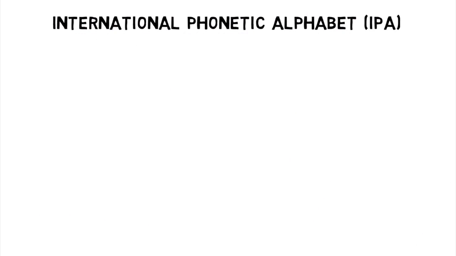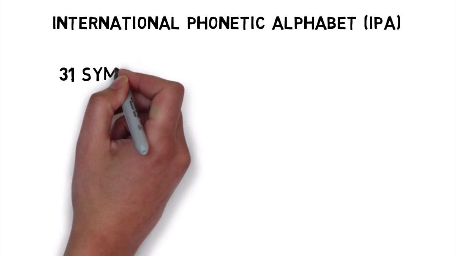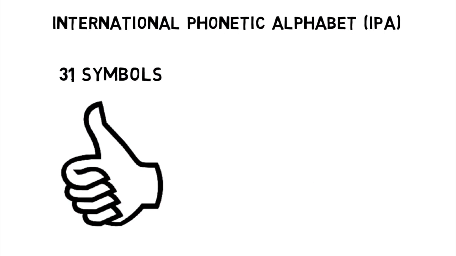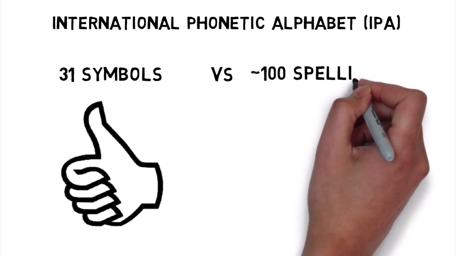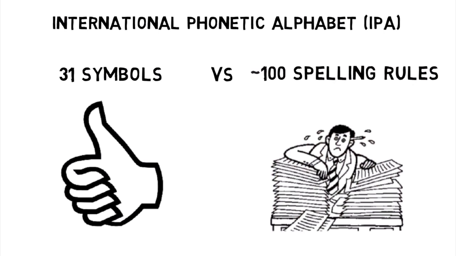I'll be going through Cantonese using the International Phonetic Alphabet, or IPA. This lets us simplify our discussion a lot, since I only need to talk about 31 symbols or so, many of which you know already, instead of trying to wade through around 100 spelling rules. So, that said, let's get started.